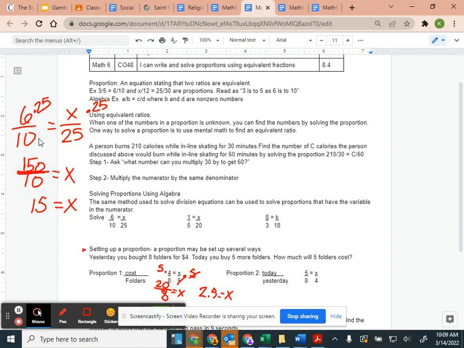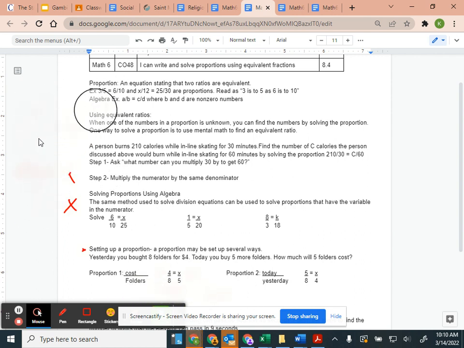So it's those 2 steps. You multiply so you get the x by itself, and then you divide. Does that make sense? The most important thing is remembering, if we have our cost on top, the cost needs to stay on top for both of them. Folders on the bottom for both of them. Any questions about CO48? We're feeling pretty good about that?